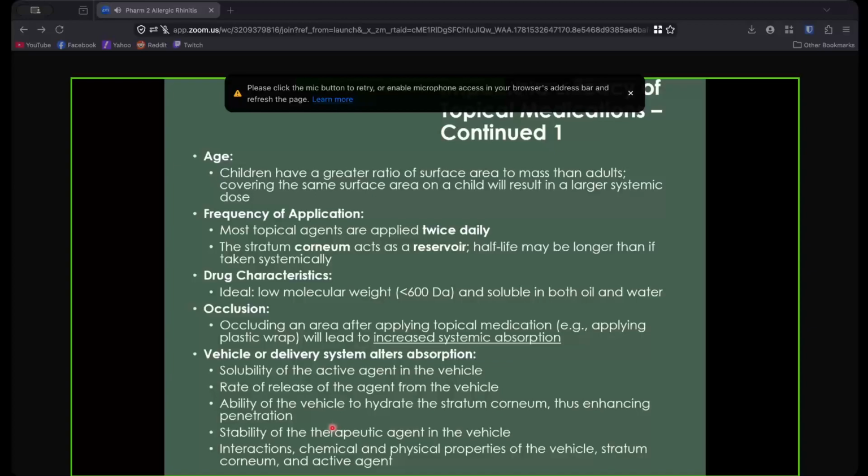That vehicle that you pick will also determine how that medication is going to be released. So when you hear things like ointments, creams, gels, it's not for nothing. It is for a reason, because we're trying to control the rate at which that medication gets to the patient.